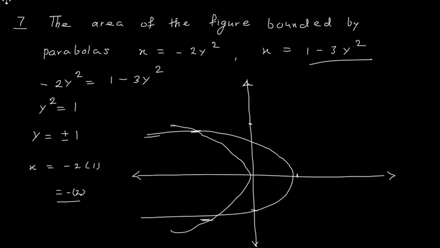Okay, find the area of the figure bounded by these two curves. So what area do you have to find? If we shade it, this is the required area that you need to find out. The diagram is not perfect, but this point is (-2, 1) and this point is (-2, -1).